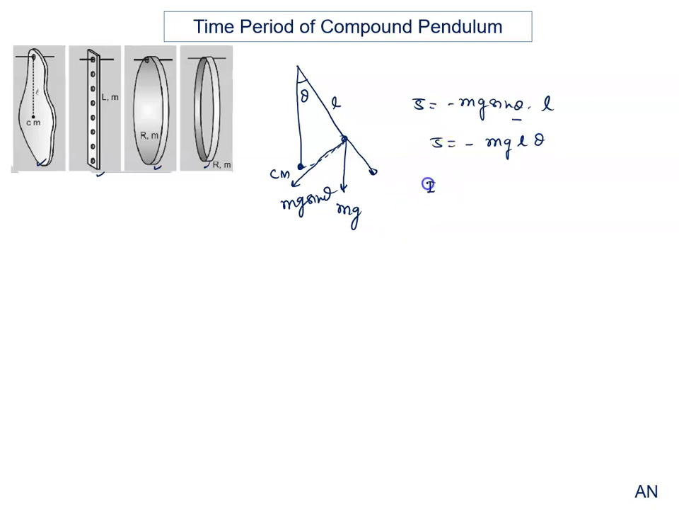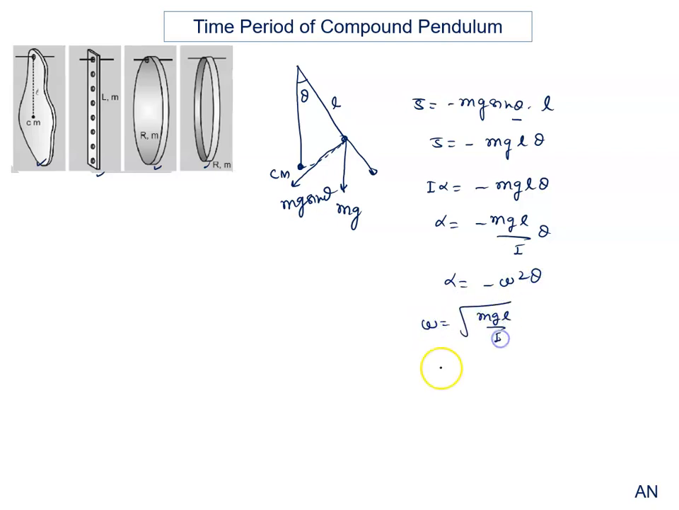We know torque is given by I alpha, equal to minus mgL theta, so alpha can be written as minus mgL upon I into theta. We know the standard equation, alpha equal to minus omega square theta, so omega will be root of mgL upon I. If you calculate the time period, that is 2 pi by omega, or you can say 2 pi root I upon mgL. This is the time period of the compound pendulum.